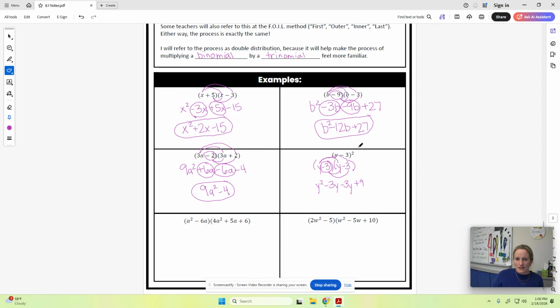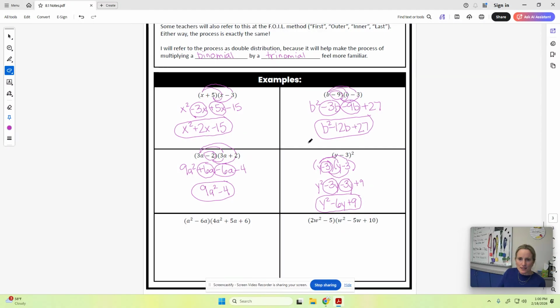And again, you're going to find a pattern exists when you're squaring a binomial. These middle two terms are always going to come out to be the same thing. So when I combine -3y with -3y, that gives me y squared minus 6y plus 9. And that's my final answer.